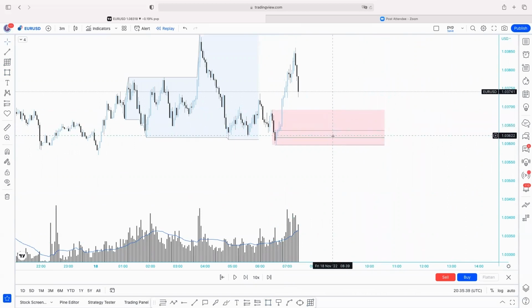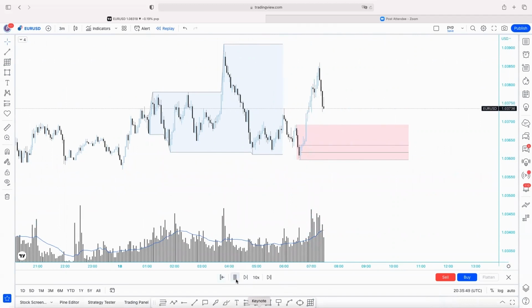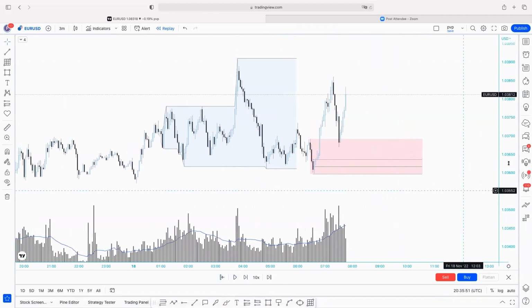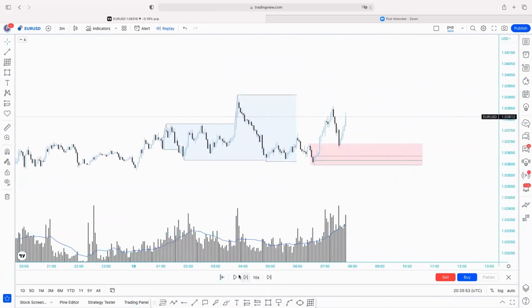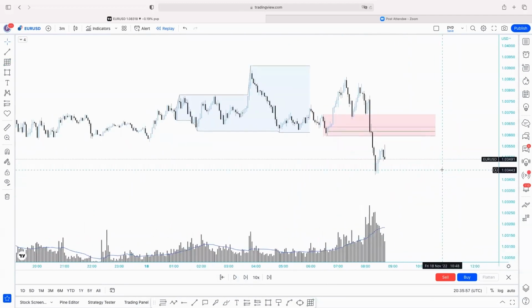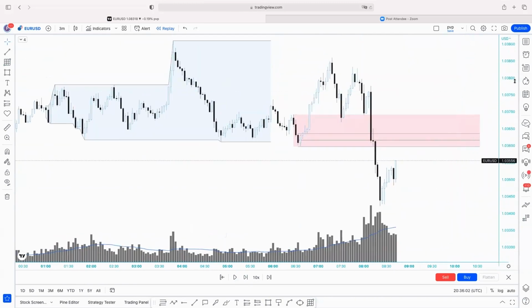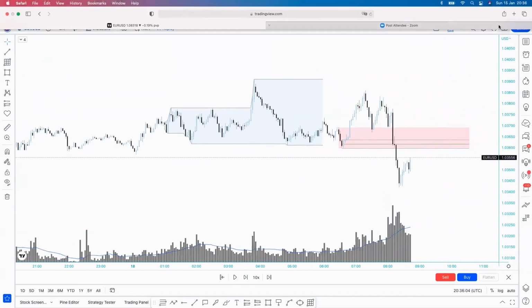I have the bigger area, I have the lower area, and I will take a look at how the market behaves. Unfortunately, we cannot go on the 1 minute because we're still at the half of November and there is no TradingView data that provides the 1 minute. And here we just continue to the downside. So we need to save this and take a look.